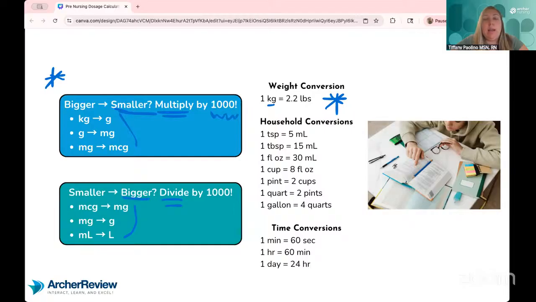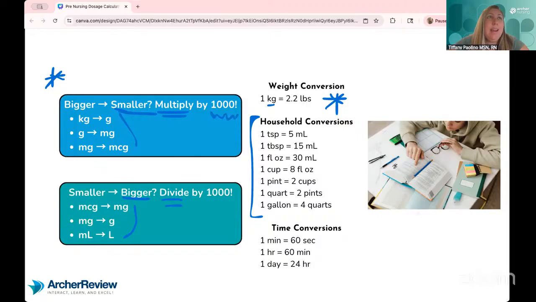So you want to multiply when you're going smaller, divide when you're going bigger. Hope that makes sense. Okay. In this section here, we have those household conversions. So go over onto your kit in your kitchen, see if you have some of these things and kind of understand what they mean in relation to healthcare.